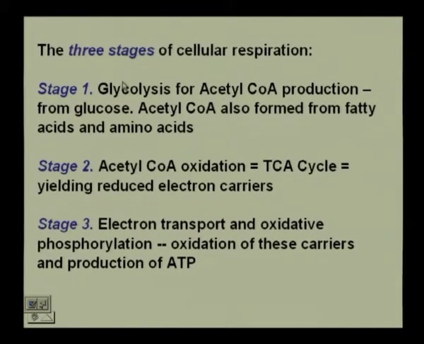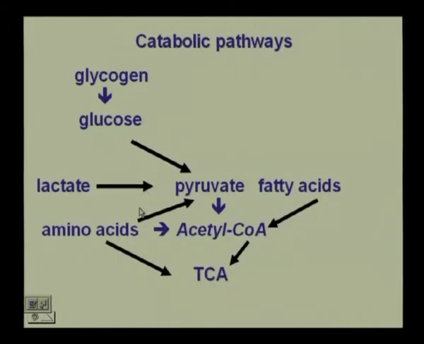So, these are the 3 stages of cellular respiration, and if we consider the catabolic pathways of all the breakdown, whether it is amino acids or fatty acids or glucose, they ultimately lead to acetyl-CoA, which is the key component of the TCA cycle, which we will see.